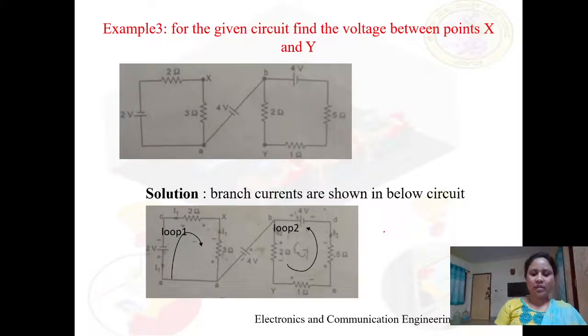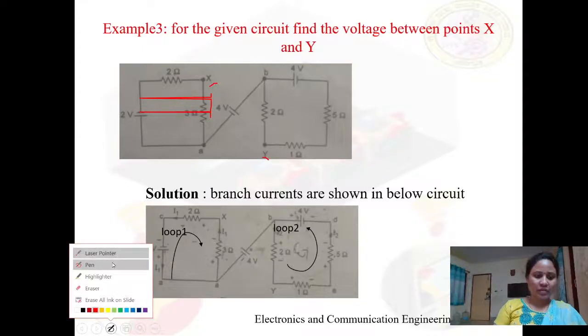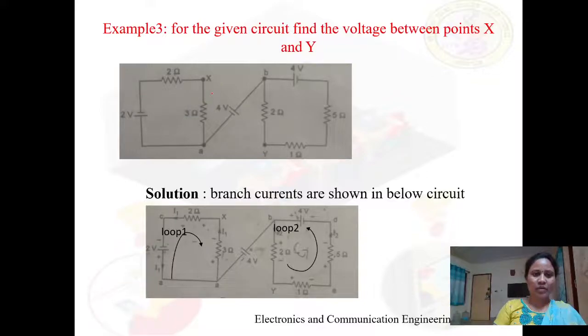Now we can consider another example. For the given circuit, find the voltage between points X and Y. So in order to find the voltage between these points, we have to consider this path, that is from X to A to B, and B to Y.